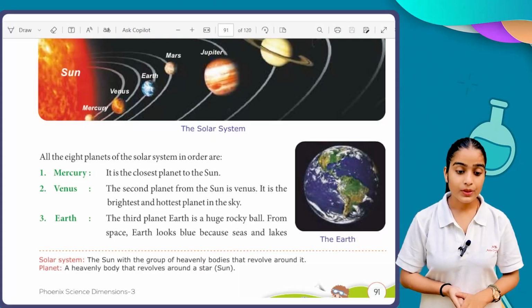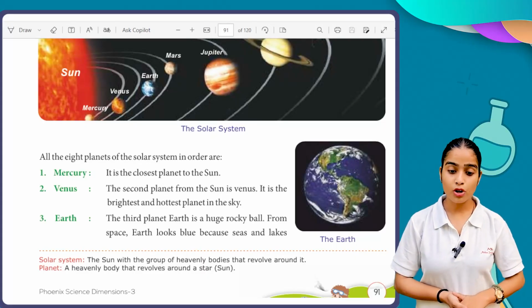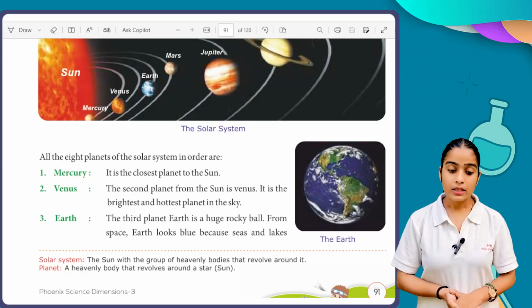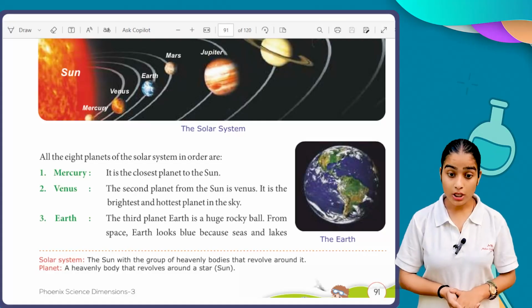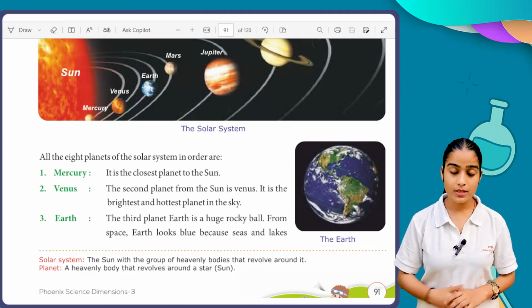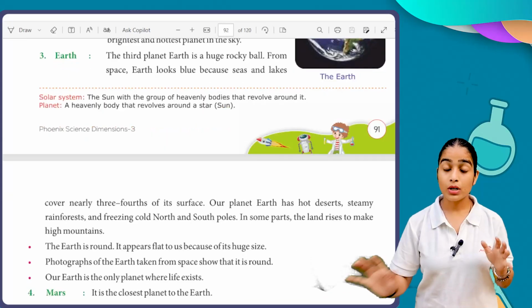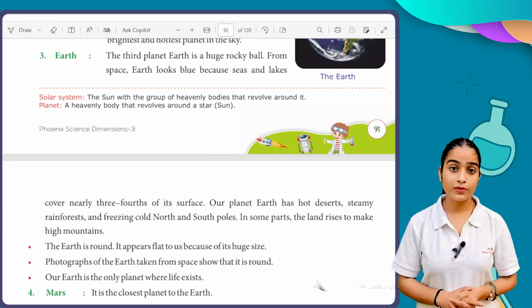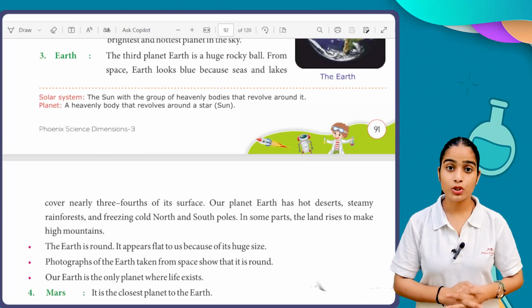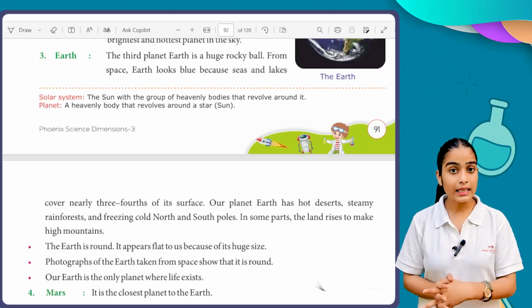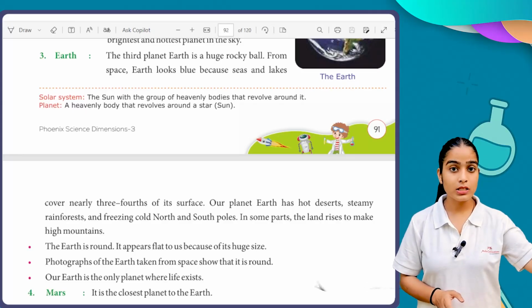Next, Earth. The third planet, Earth, is a huge rocky ball from space. Earth looks blue because seas and lakes cover nearly 3/4 of its surface. So what we understand here about Earth is that 3/4 of the Earth is covered with oceans, lakes, and seas. That is why, when we see it, it looks like a blue ball.